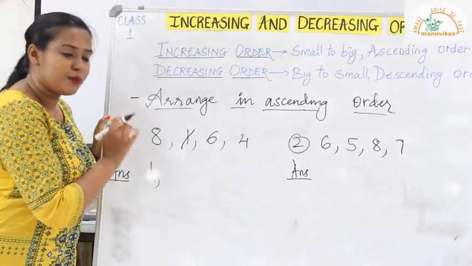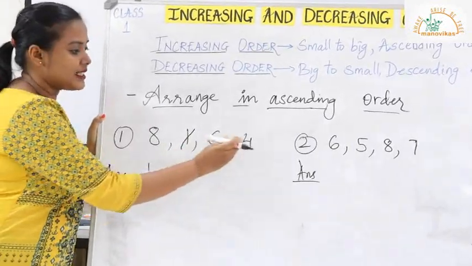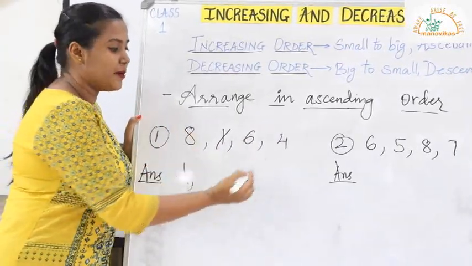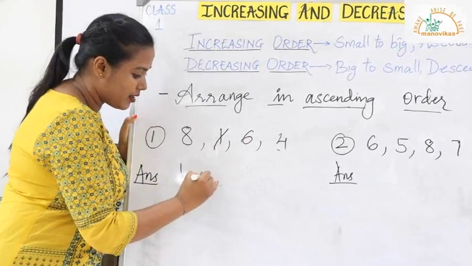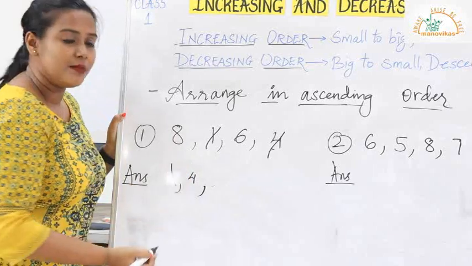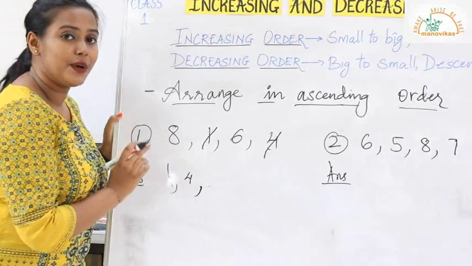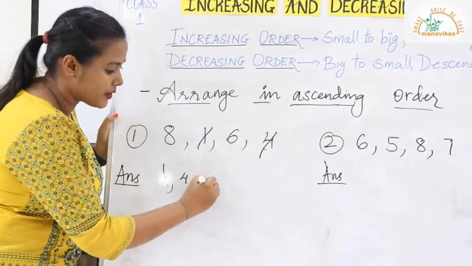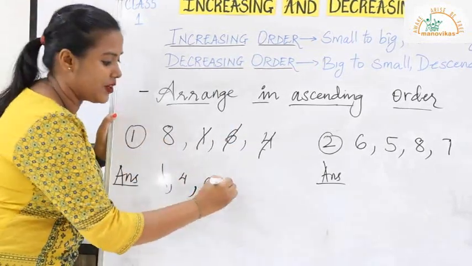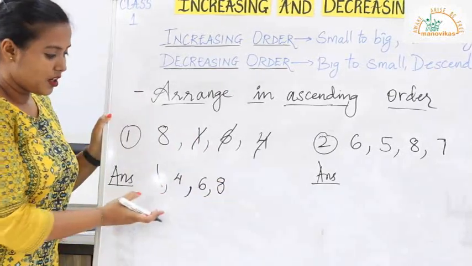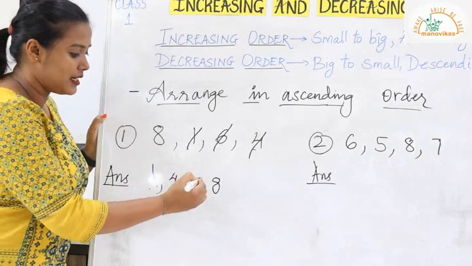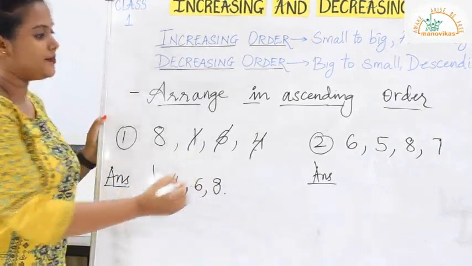We are left with 3 more numbers, number 8, 6 and 4. So the number after 1 that is going to come will be number 4. So we write number 4 and we cancel it here. And the next number we have is number 6. So let's cut this number and there's only one number left. So we write it here. So here we have arranged the numbers in ascending order, that is 1, 4, 6 and 8.